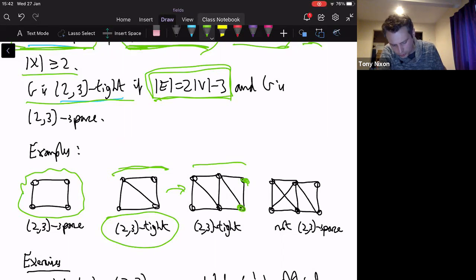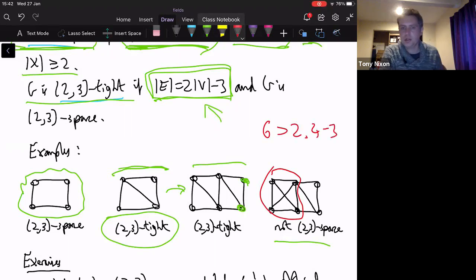And then here's one that's not sparse. This is not sparse because it has too many edges. It has one too many edges for this condition, but it's also not sparse for a second reason, because K4 has 6 edges, which is greater than 2 times 4 minus 3. So it has a bad subgraph as well.